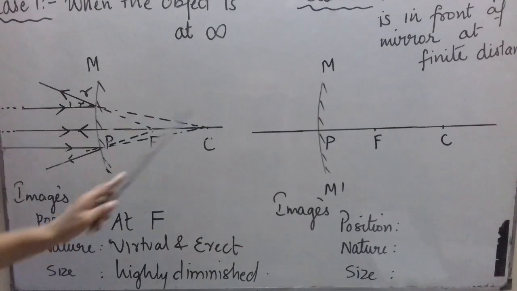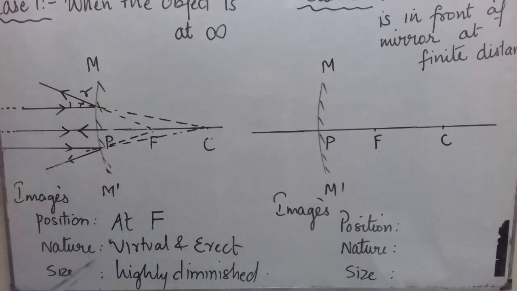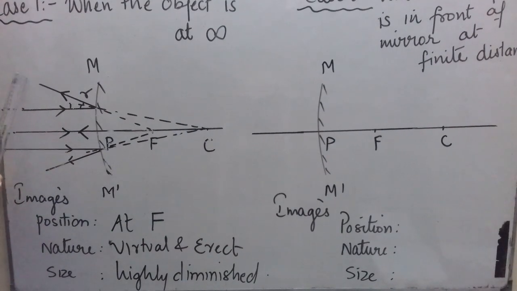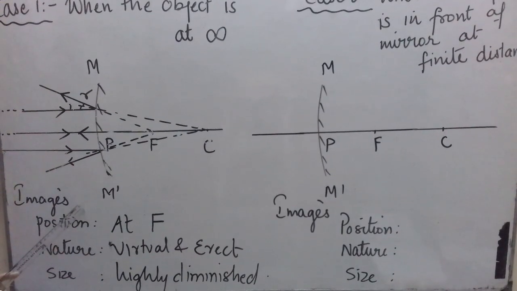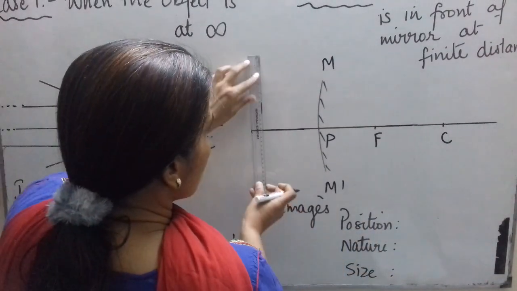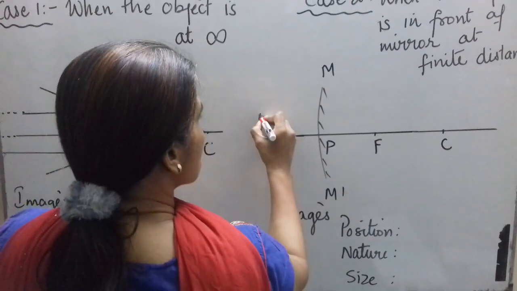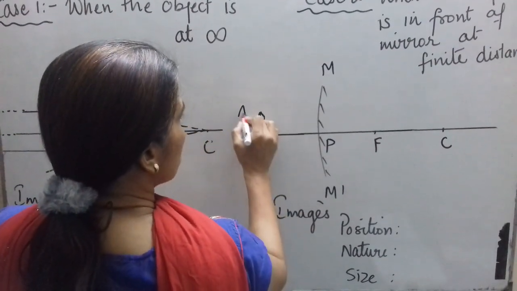Now let us consider the second case. I hope this diagram is clear to you. You should not have any difficulty in drawing this diagram as we have already learned the rules before. Now let us consider the next case. Here we can show the object. Try to take a small object only, it is always better.